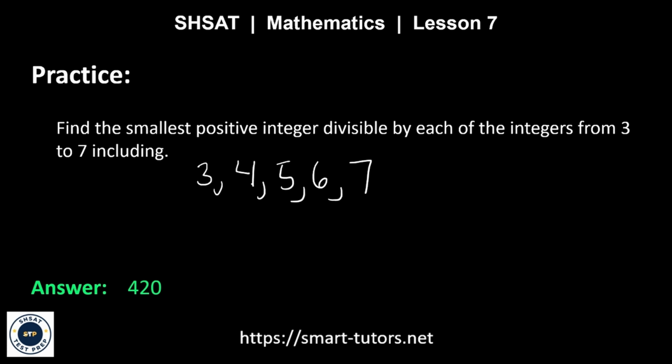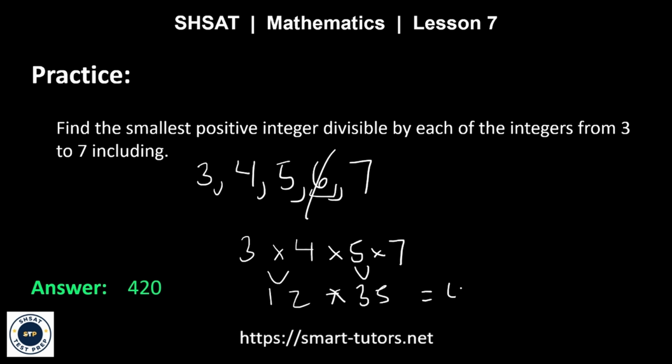So if you look at all of these numbers, what you want to do is get rid of any numbers that might repeat. For example, you have a 6 here. 6 is a multiple of 3. So you know that any number that's divisible by 3 will be divisible by 6 anyway, so I don't have to multiply with the 6. And there's no other number like that here that is a multiple of another number. So I'm going to do 3 times 4 times 5 times 7, and that gives me 12, 35. And if I multiply that, that will give me 420, and that is the answer.